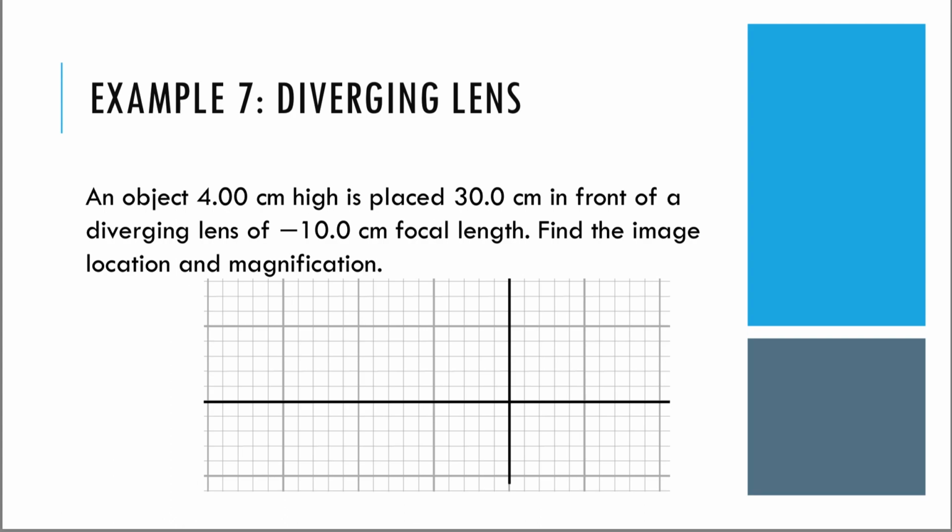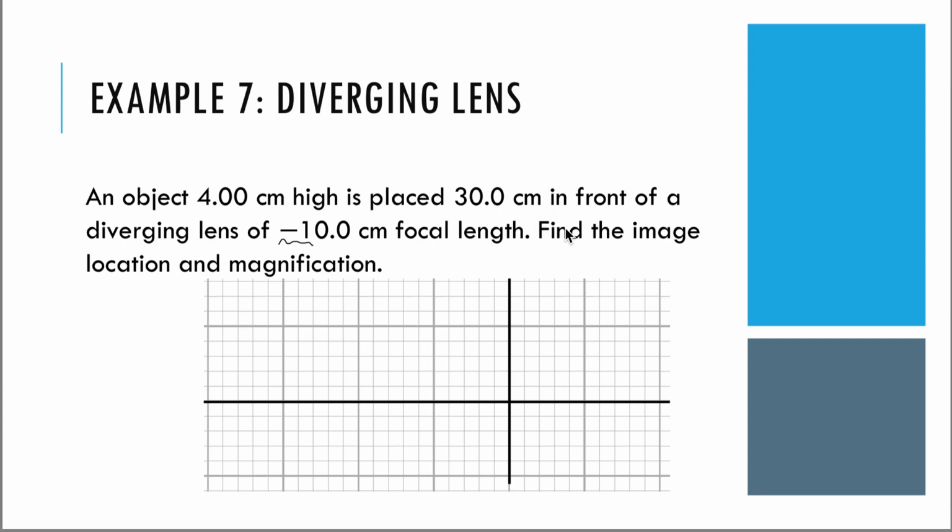Let's look at one more example where we will do a ray diagram and use the equations to verify our answer. In this example, we have a diverging lens. We have an object placed 30 centimeters in front, and the problem is nice enough to remind us that the focal length is negative because it's diverging. But if it didn't give you that negative, you'd still need to put it in. And find the image location and magnification.